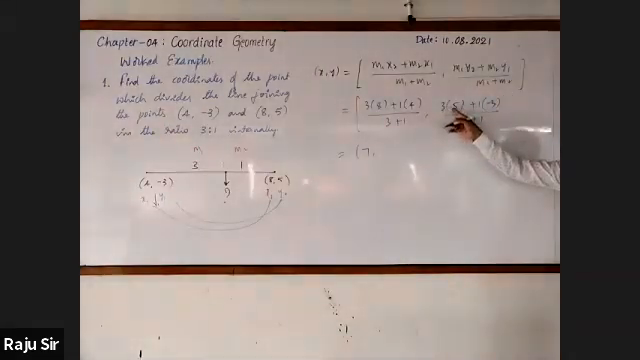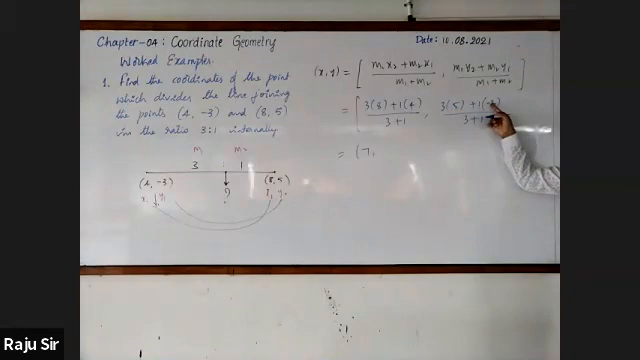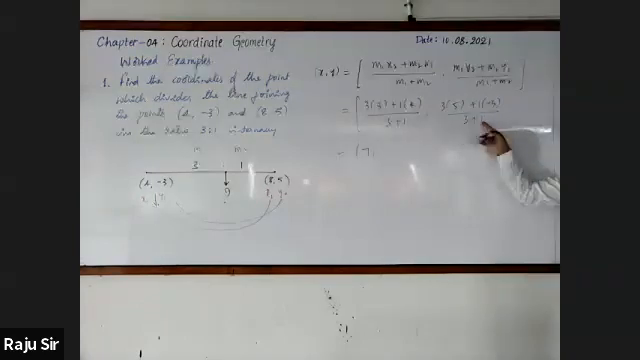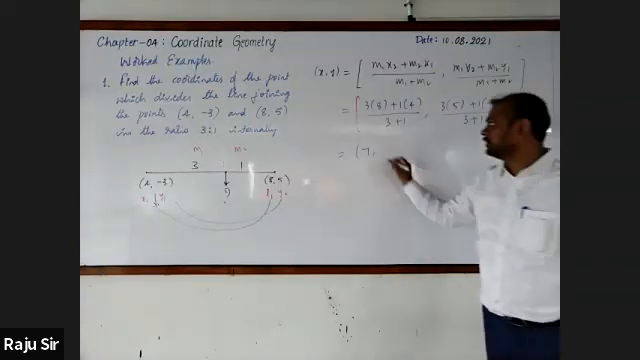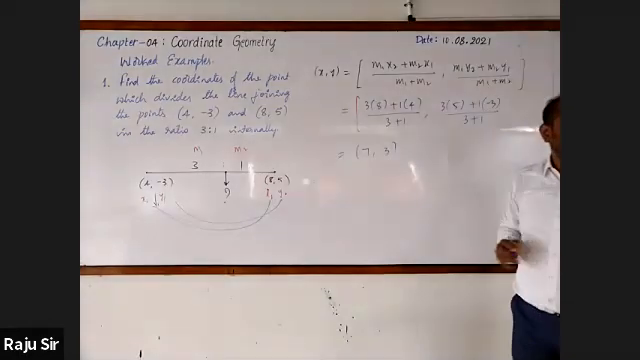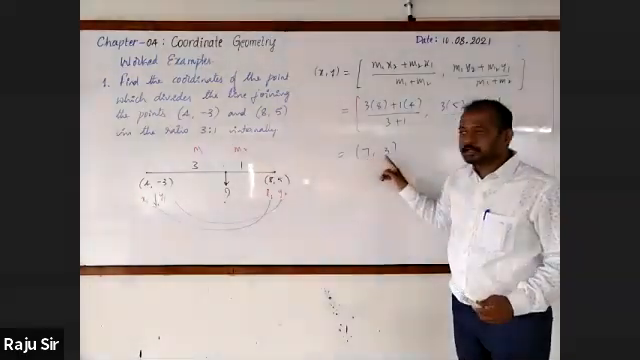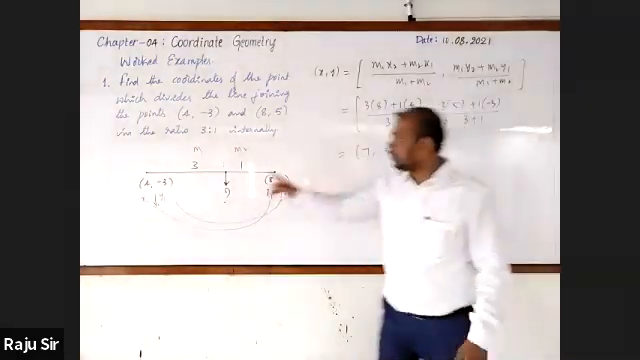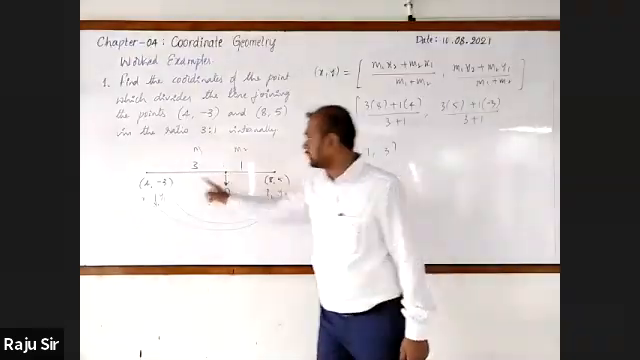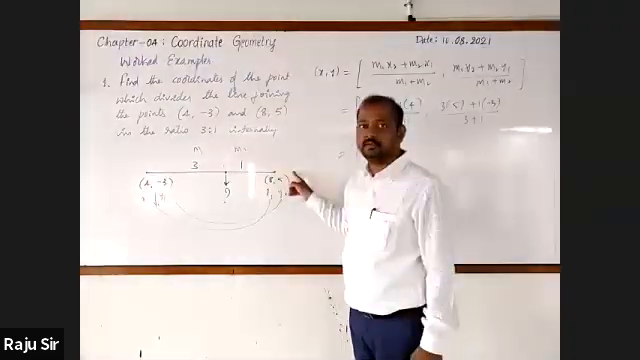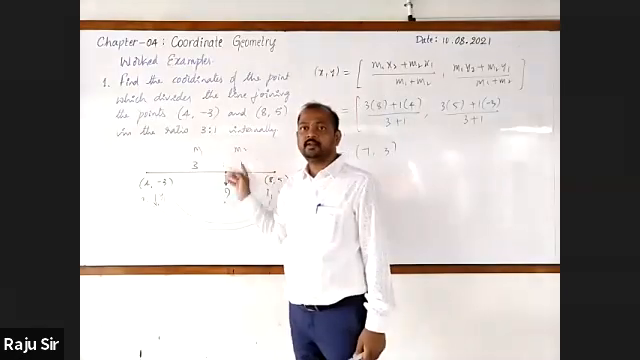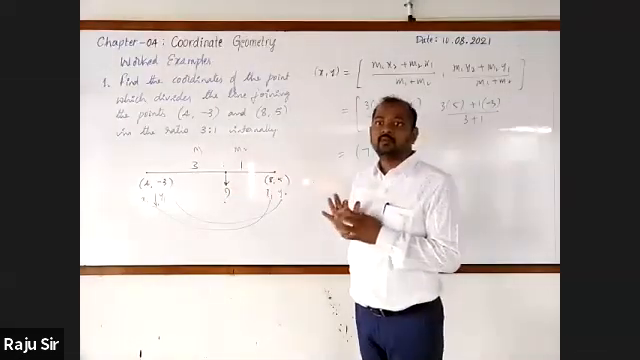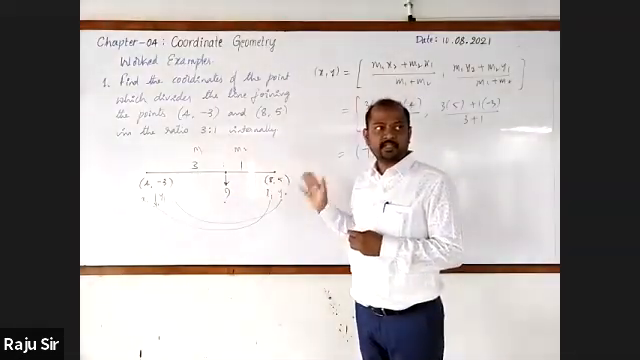And here, 3 5s are 15, 1 into minus 3 is minus 3, 15 minus 3 is 12 by 4, that is 3. So x is 7, y is 3, the coordinates of the point which divides the given line in the ratio 3:1. Followed? Is it not easy?